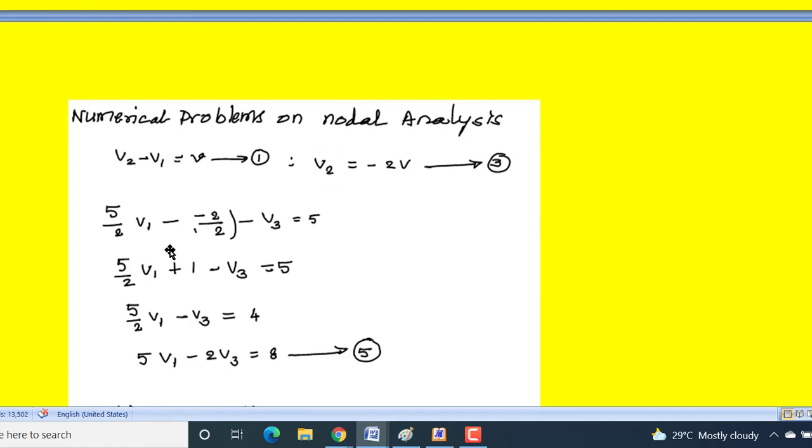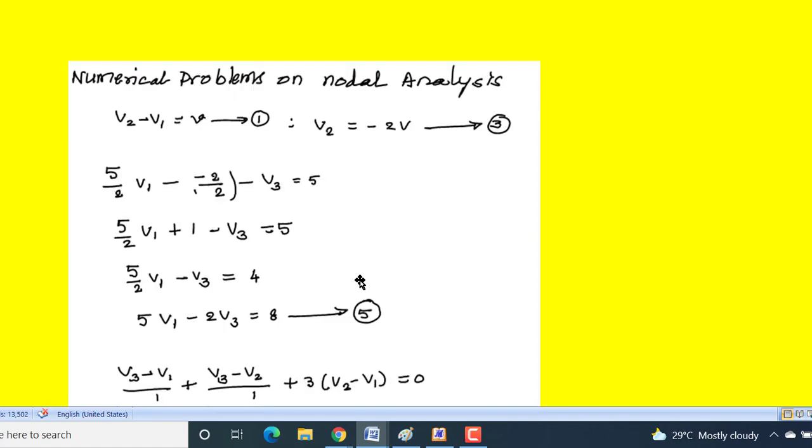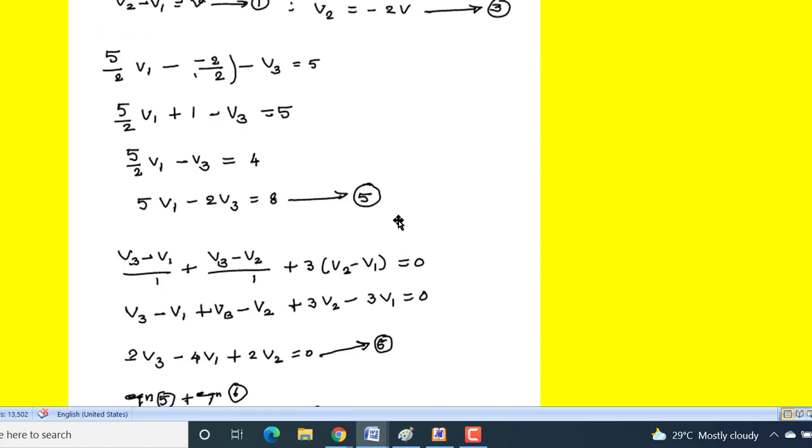So 5 by 2 V1 minus of (minus 2 by 2) minus V3 is equal to 5. Because this minus 2 by 2 becomes 1, and minus 1 into minus 1 means plus 1, we get here minus V3 is equal to 5. And then we can rearrange these terms. That is, we get 5 by 2 V1 minus V3 is equal to 4. Further, we can write the equation like this: 5 V1 minus 2 V3 is equal to 8. And we say this is equation 5.